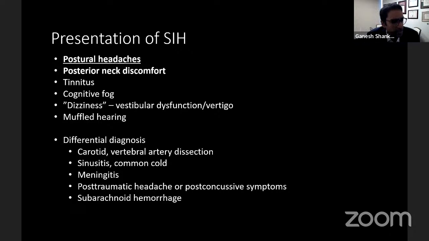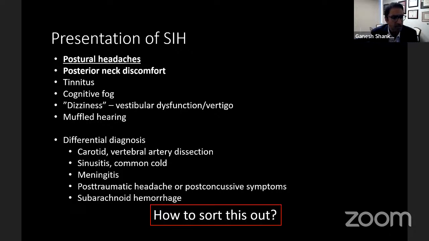But these symptoms can be quite vague, and many of these patients who have had these chronic spontaneous intracranial hypotension symptoms get worked up for many other pathologies that can present similarly, including vascular dissection, sinusitis, meningitis, post-traumatic headaches, post-concussive symptoms, and also subarachnoid hemorrhage. And how do we sort this out?